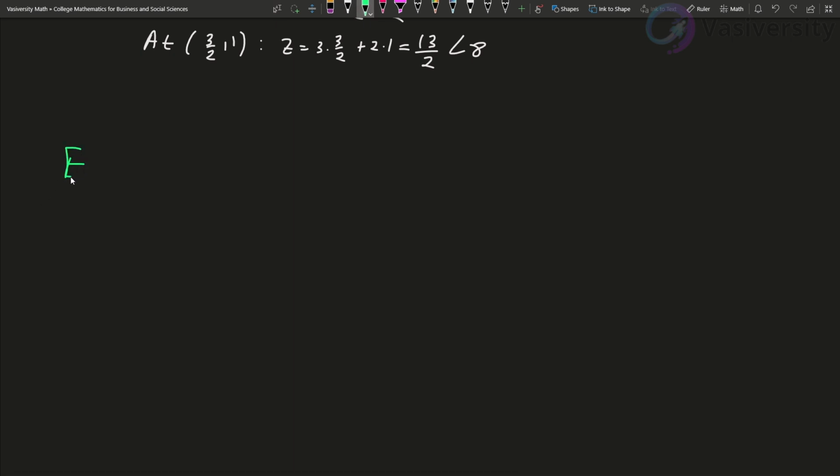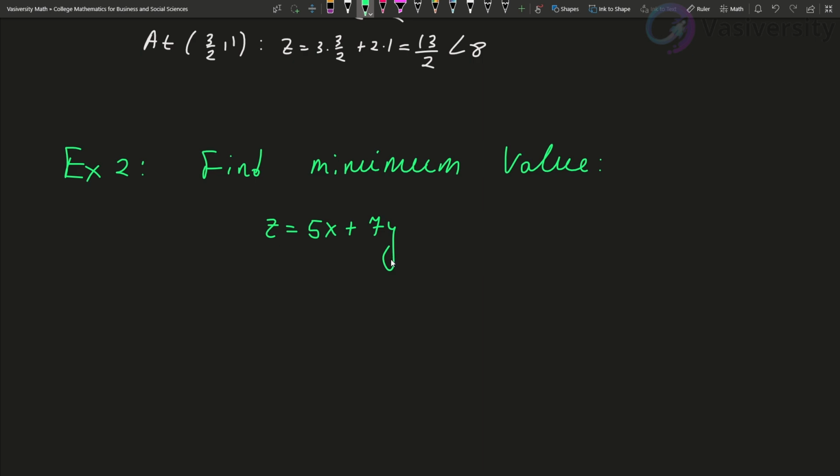So now, for example 2, we want to find the minimum value of the following function. It's going to be z is equal to 5x plus 7y. Okay, and we are going to have the following constraints, right? So constraints are as following.